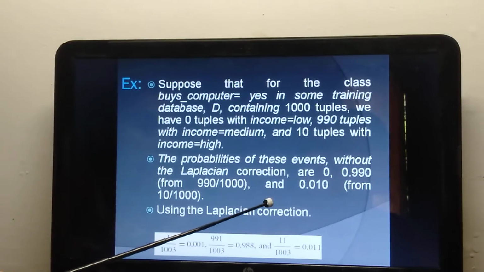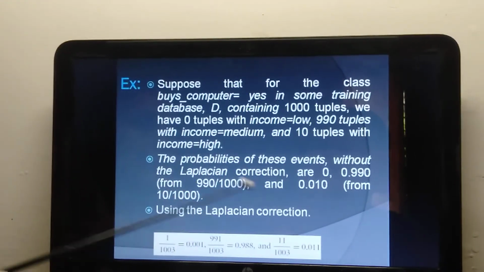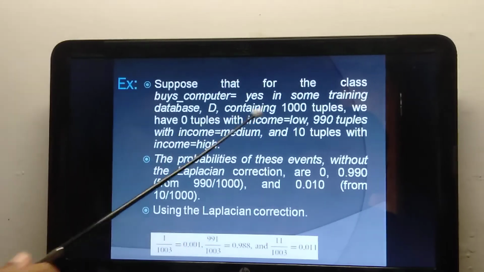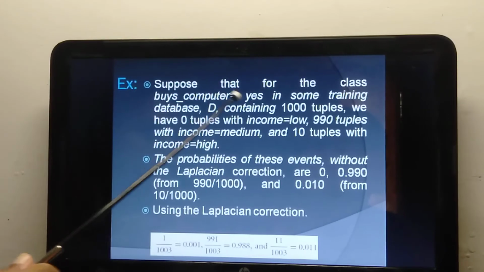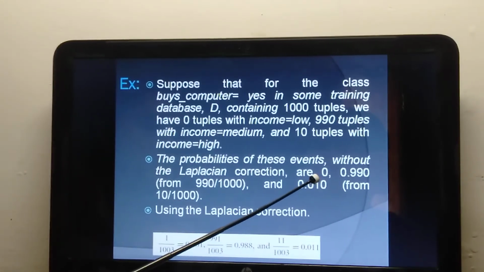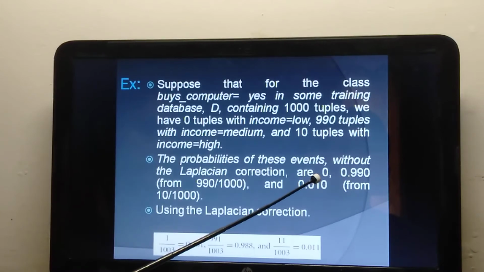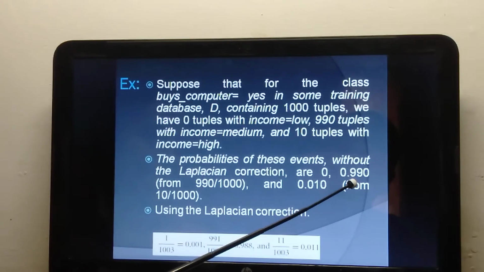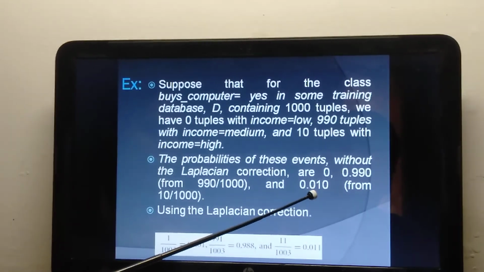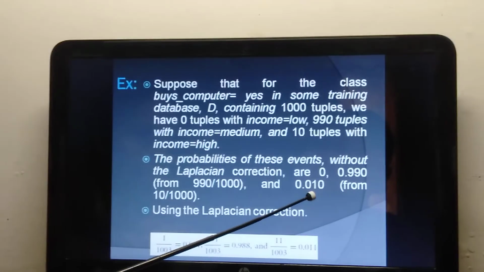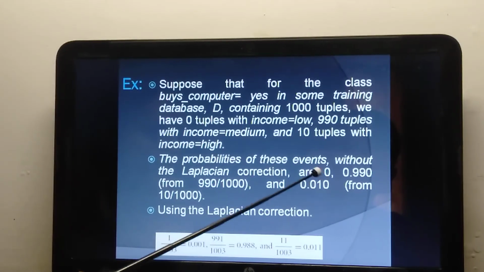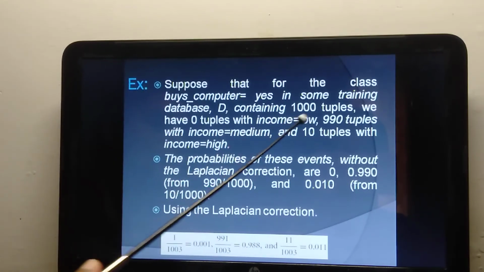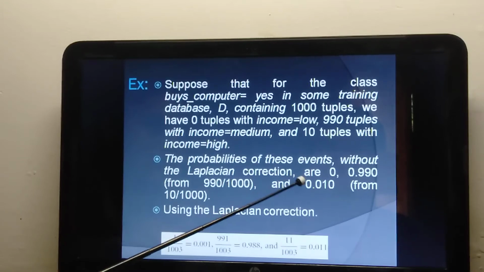So what happens to the probability? Probability of the event of income being low, that is, income is low given buys computer is equal to yes, will be equal to 0 because there is nothing there. Okay, so it is 0 out of 1000. This will be 990 out of 1000 for income is equal to medium, and for income is equal to high, it will be 0.010. Okay, but now if this is 0, it will just remove all the values for low and the whole thing will become equal to 0, which is not actually correct.